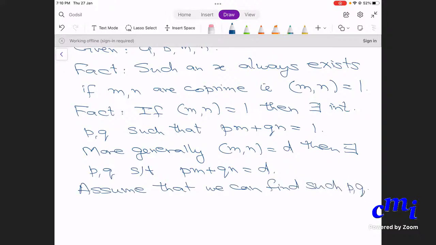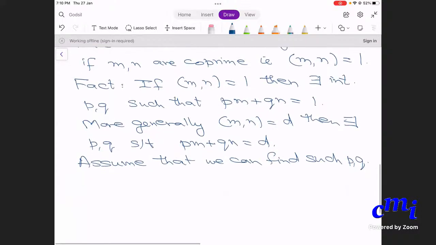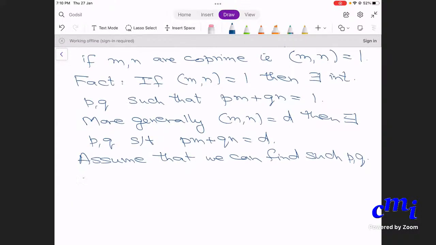So I'm given m and n, which are co-prime, and I'm able to find p and q such that pm plus qn is 1. Once I do that, how do I solve this problem? We have to notice some things about pm and qn. Consider the integer pm. What remainders does this leave on division by m and n? Clearly, on division by m, it leaves 0 remainder.